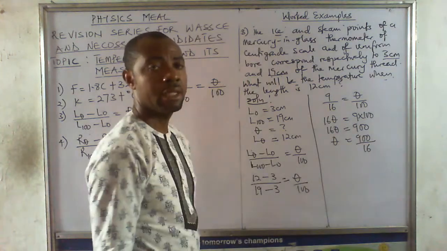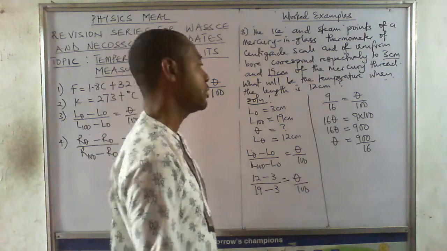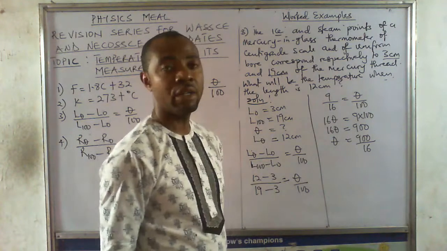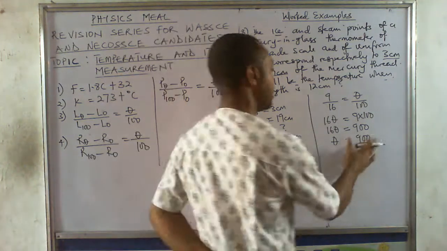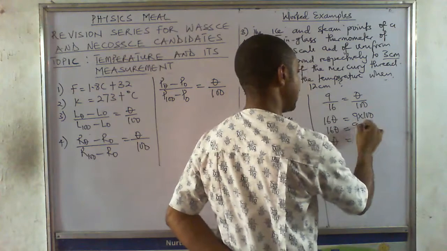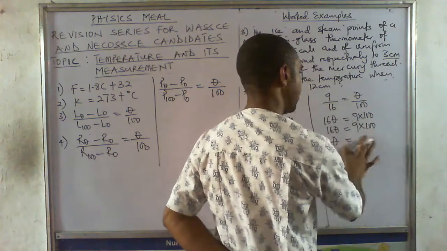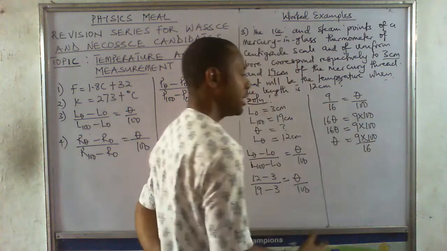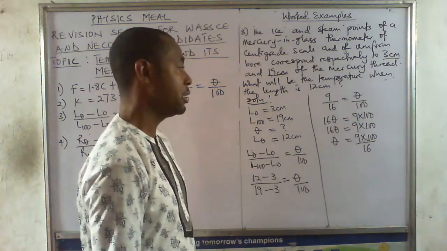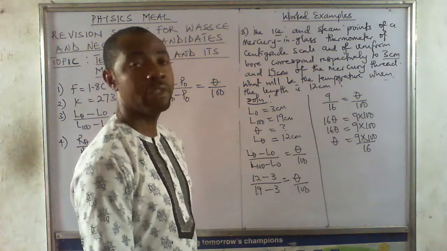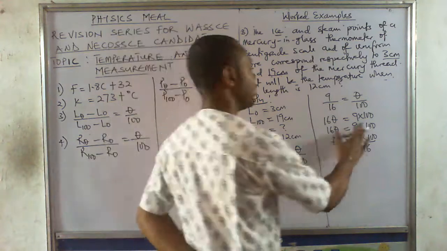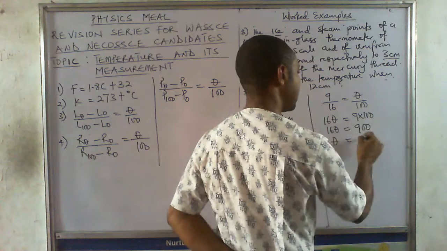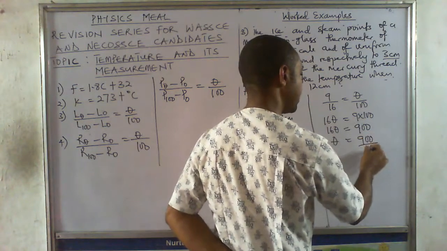Over 16. That's what we are going to have. 900 over 16. Now, if you don't have a calculator, we can still write this as 9 times 100, and write this one as 9 times 100, and then do our division in an easier way. We can still use the long division method, having 900 over 16.